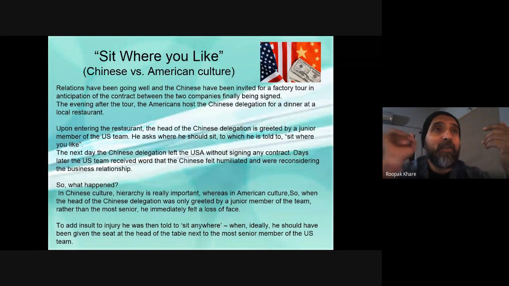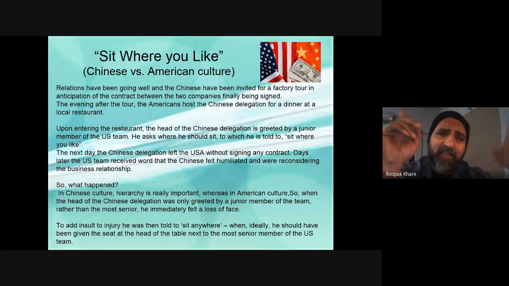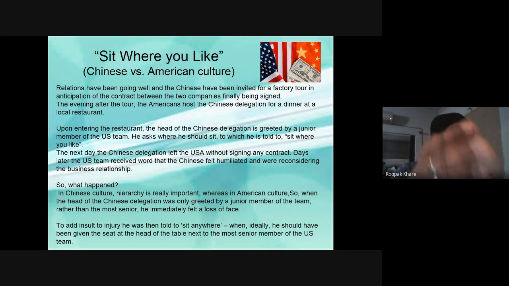So if a superior person is being greeted or welcomed by a junior person in the other team, they did not like it, right? Two, when he asked where should I sit, he was expecting that he would be guided to a specific chair. The chair would be pulled and he would be requested to sit in the chair.